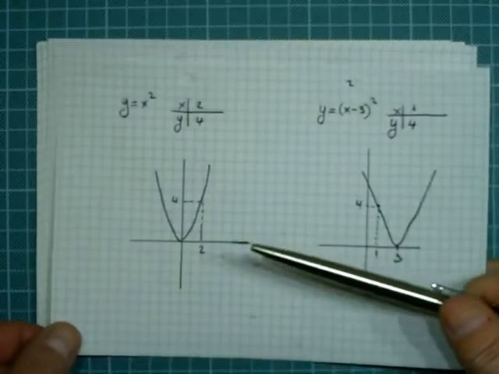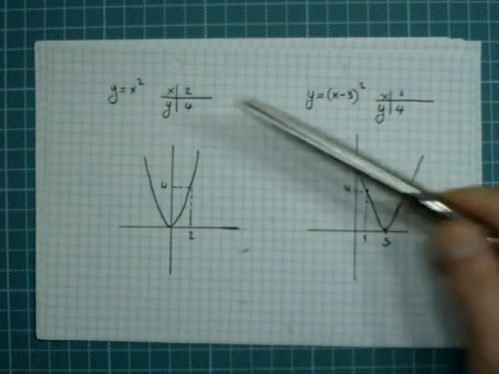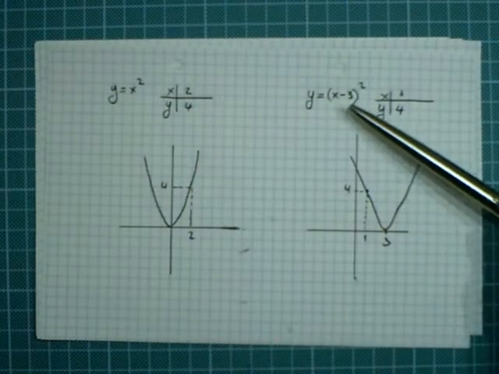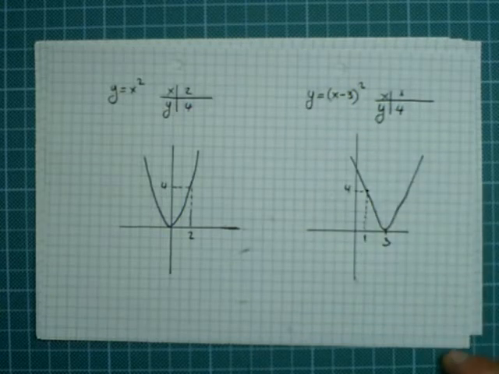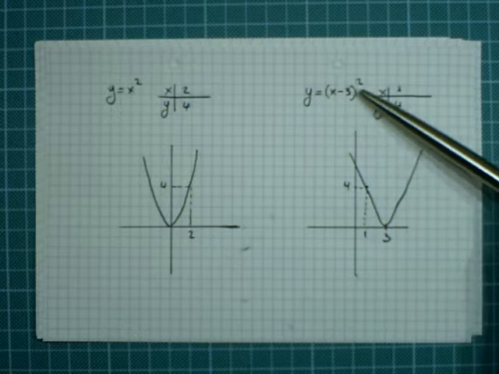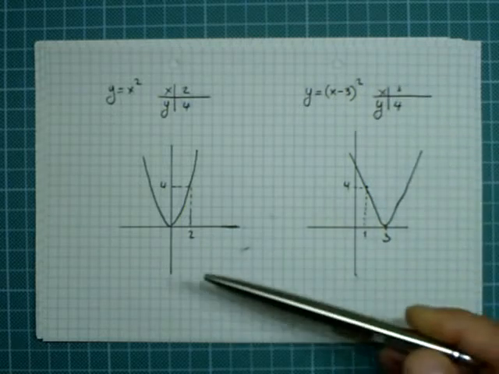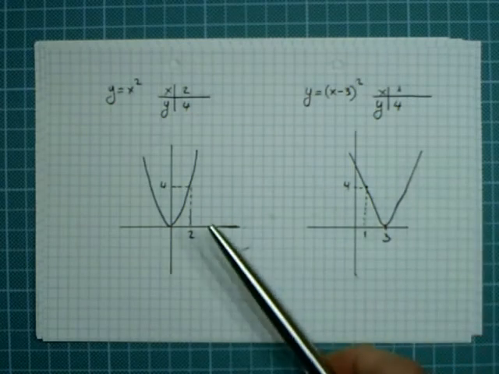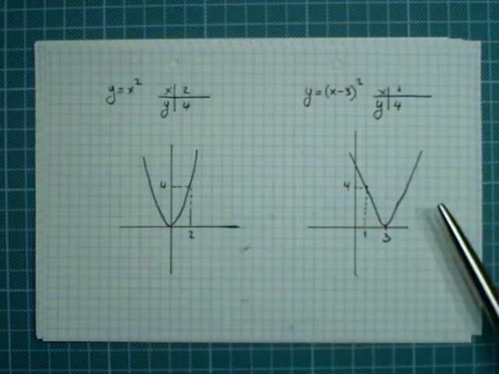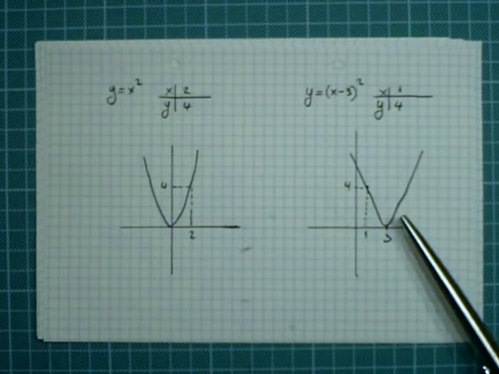Now, what happens if we substitute x with x minus 3? Now we have the function y equals (x minus 3) squared. Now, our new graph moves 3 units to the right. It moves 3 units to the right.